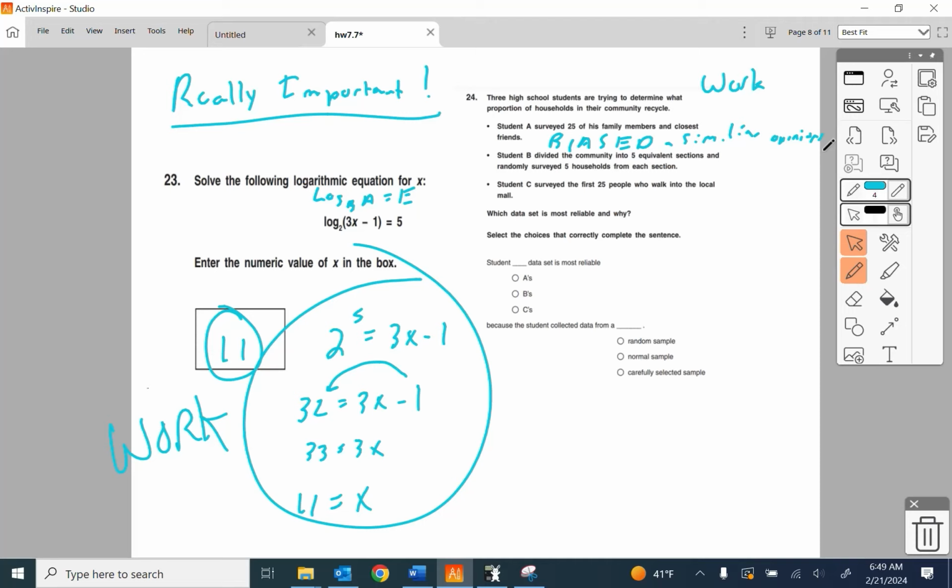Student B divided the community into 5 equivalent sections and randomly surveyed 5 households from each section. That's good. Student C surveyed the first 25 people who walk into the local mall. This is also biased. It has only mall people.